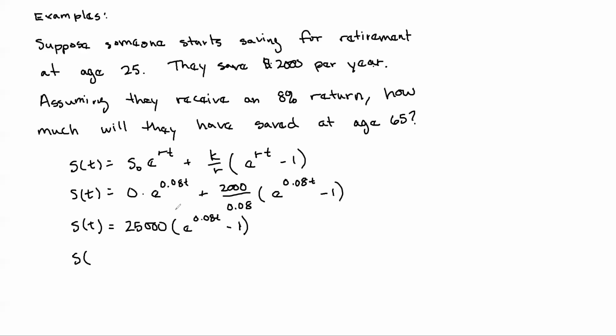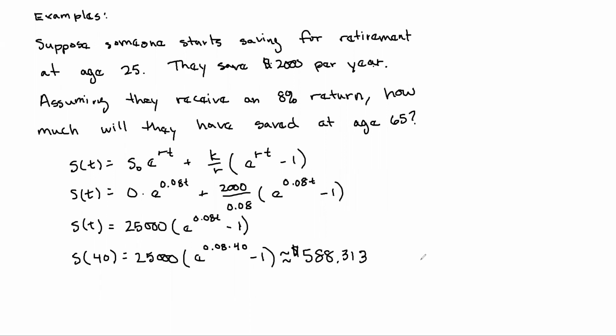So if we plug in 1 year, we would have the size of the investment after 1 year. And if we plug in 10 years, we'd have the size of the investment after 10 years. So how many years go by from 25 to 65? 40 years. So we want to plug in 40. And so we get 25,000 times e to the 0.08 times 40 minus 1. And if you go through and calculate that, it's approximately 588,313.